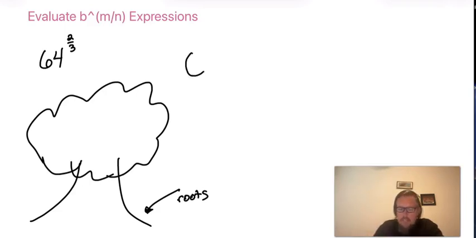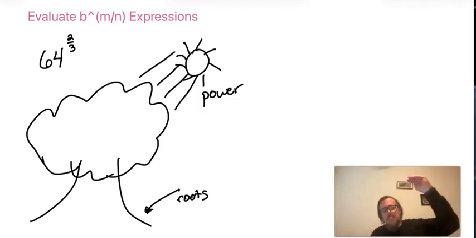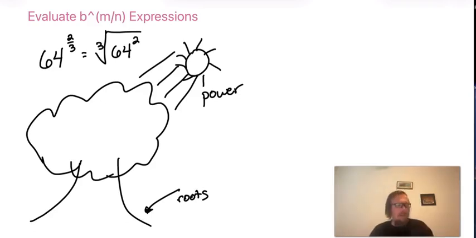And then he said, the sun, of course, is at the top, and the sun is shining on the tree, and that's where the tree gets its power, is from the sun. So power on the top and roots on the bottom. And I know it's silly, but that's how I remember it to this day. I remember powers on the top because of the sun, and the roots on the tree are on the bottom. And so 64 to the 2/3 power is going to be a third root because the root is on the bottom. And it's the third root of 64 to the second power.